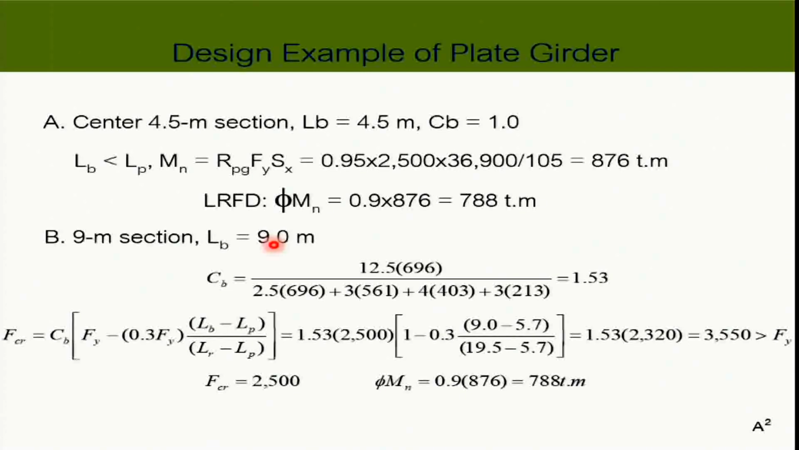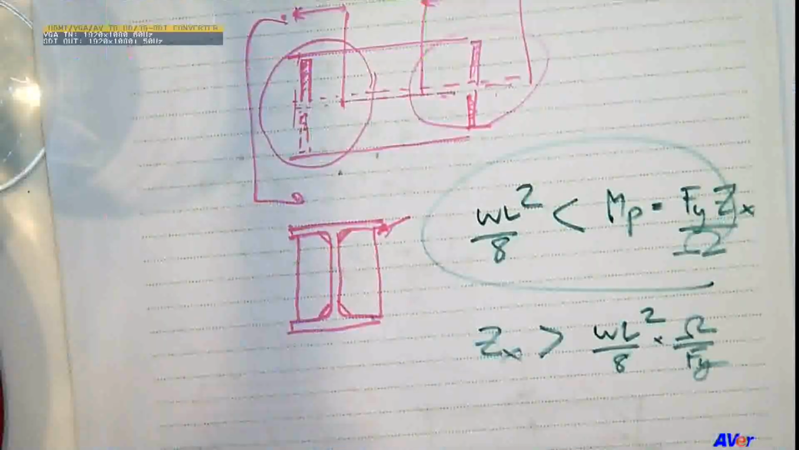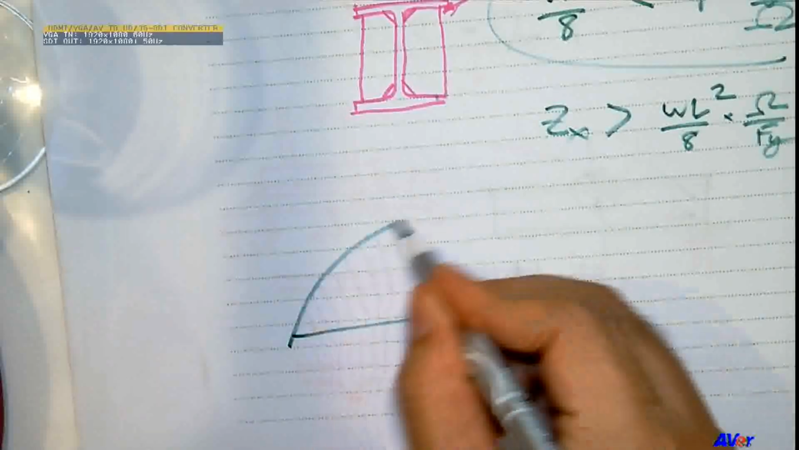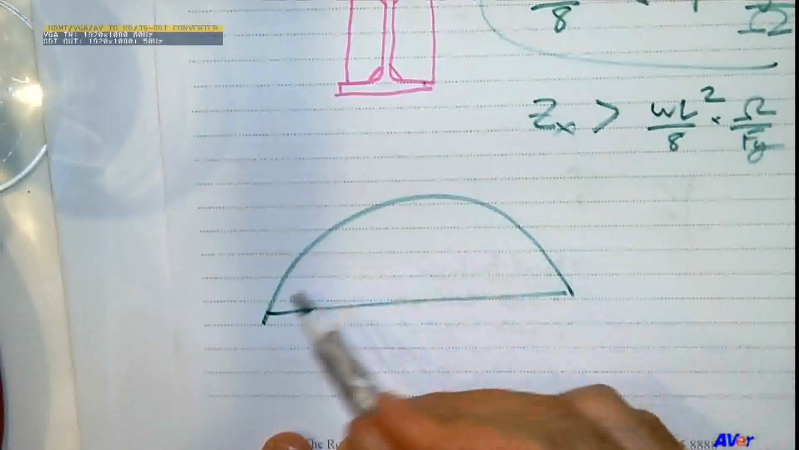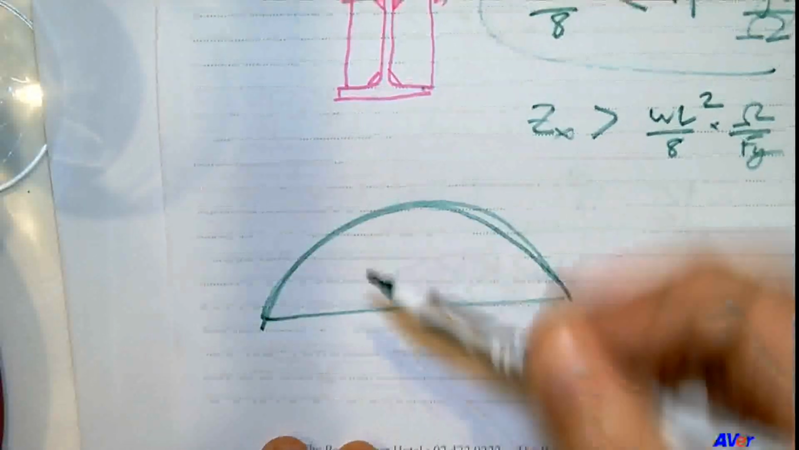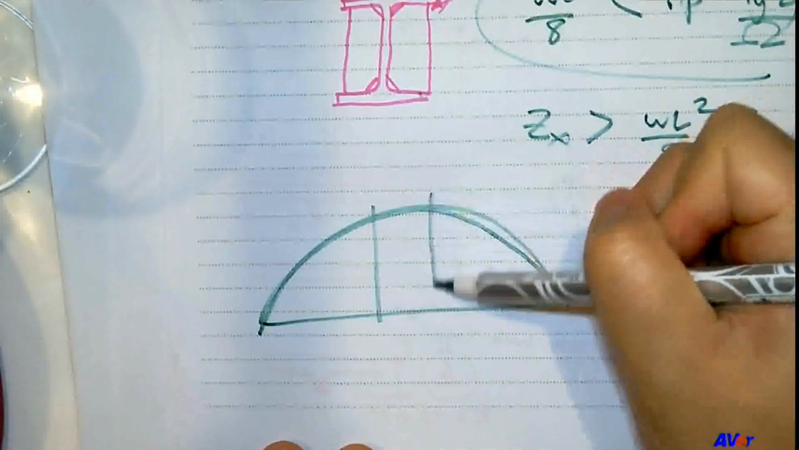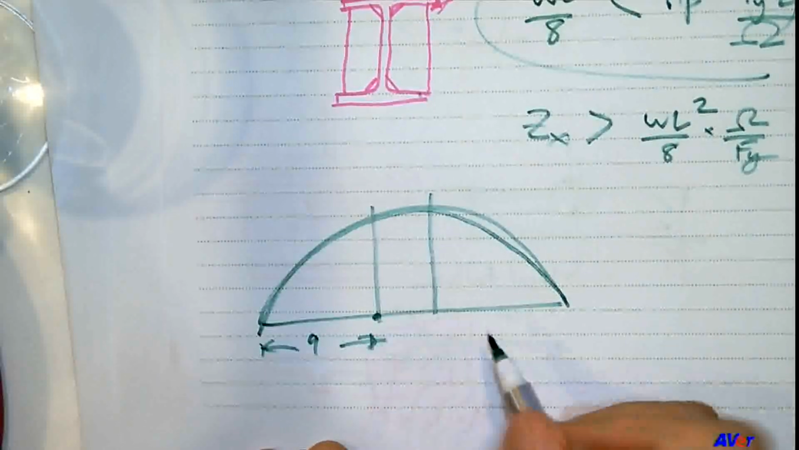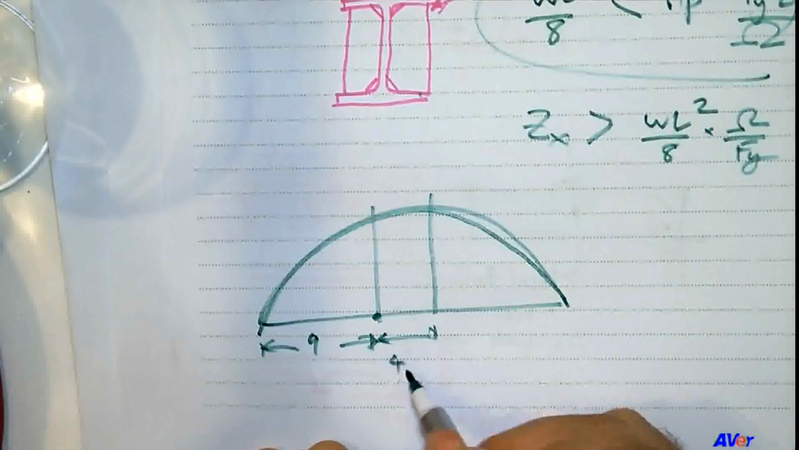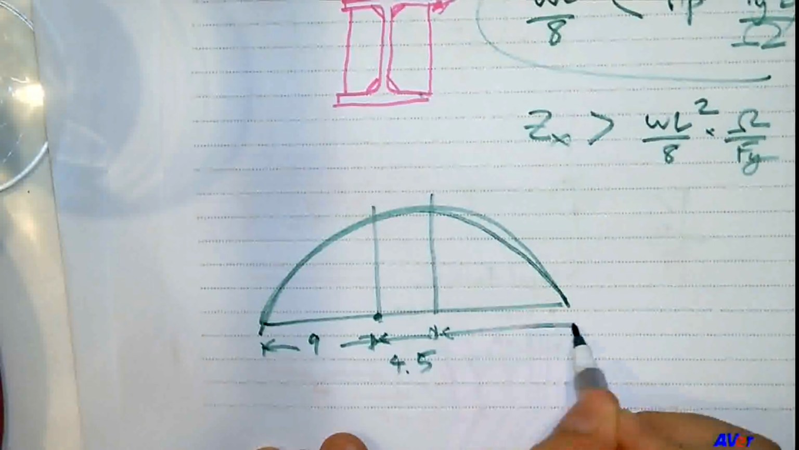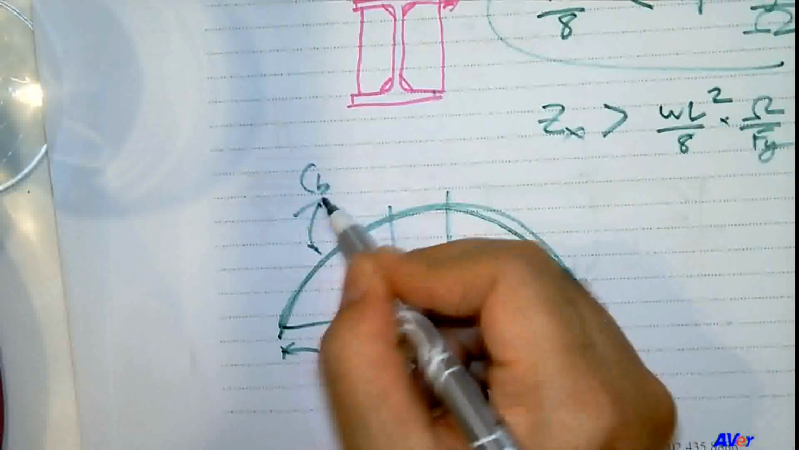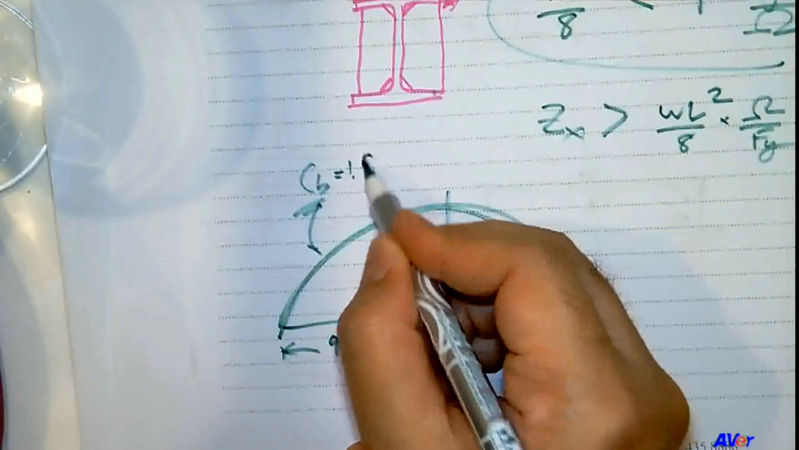Let me draw the picture for you. For this particular beam, the bending moment diagram should be somewhat close to this, right? And we have the unbraced length, 9 meters here, and then 4.5 meters here. That's also 9. Right here, CB is going to be large, and after the calculation, we know it's 1.57.